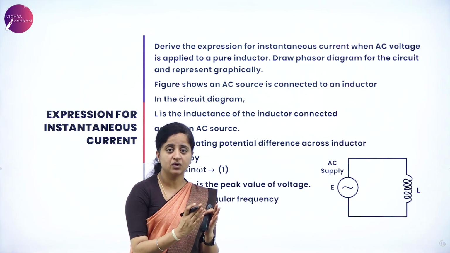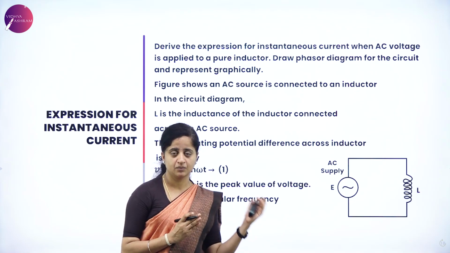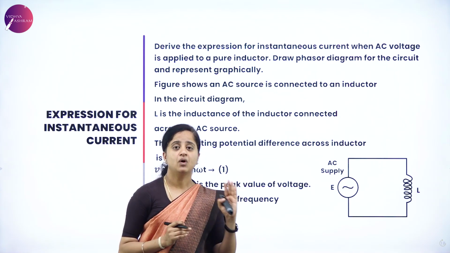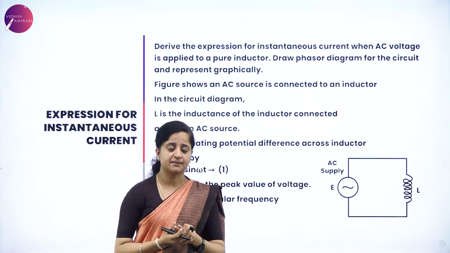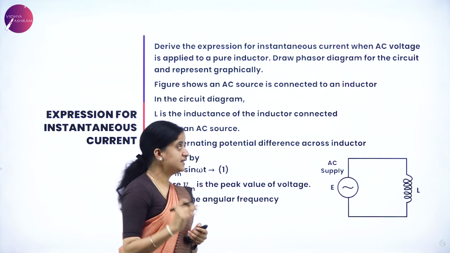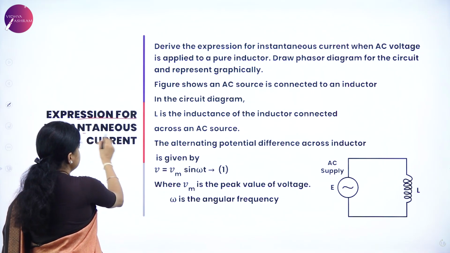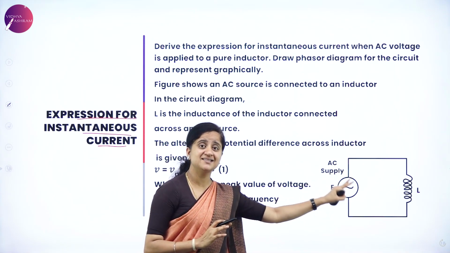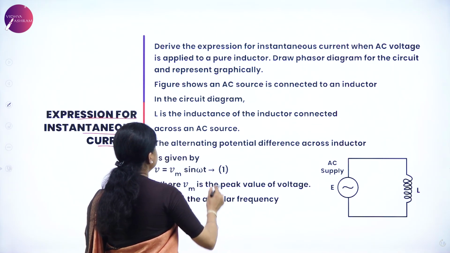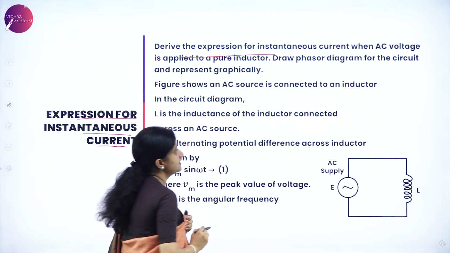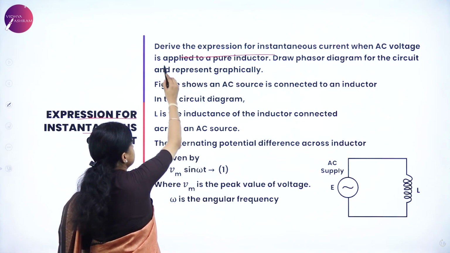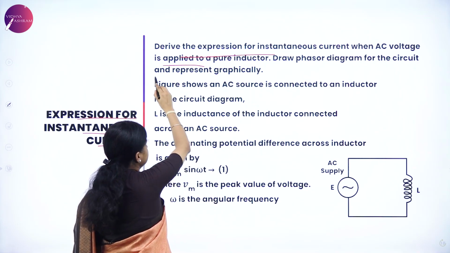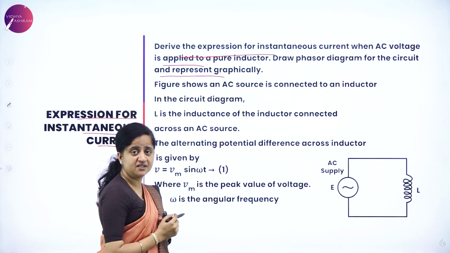What if an AC voltage is applied to a pure inductive circuit? What is the expression of current we get? And we are also going to learn what happens if an AC source or AC voltage is applied to a pure capacitive circuit. So let us start with the expression for instantaneous current when an AC source is applied to a pure inductive circuit, which means we are going to derive an expression for instantaneous current when AC voltage is applied to a pure inductor, and we have to draw a phasor diagram for the current, which is represented graphically.